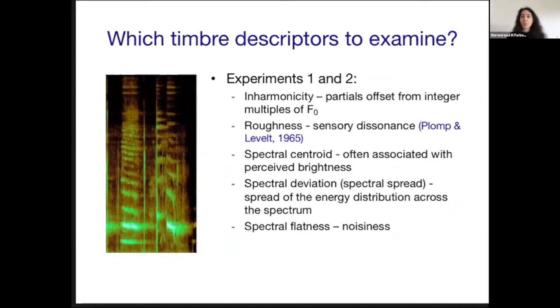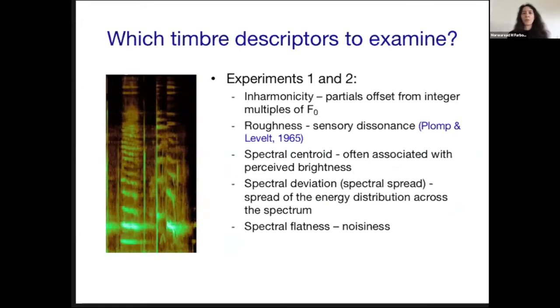Okay, so the first study I'm going to talk about consisted of 2 experiments, so I'll call them experiments 1 and 2. These experiments examined the contribution of 5 specific timbre attributes to auditory and musical tension. In order to determine which of these timbre descriptors were particularly worth examining in the context of tension, I did a number of things.